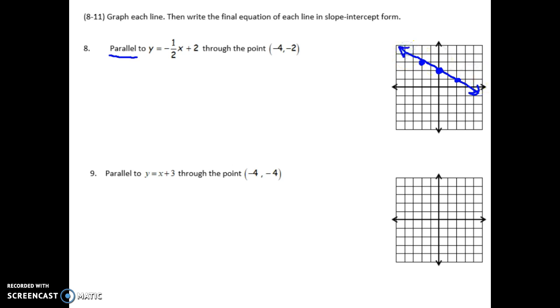Okay, all right, now I'm going to come up with a line that's parallel to it. I'm going to keep my same slope because parallel lines have the same slope, and I'm going to use this new point.